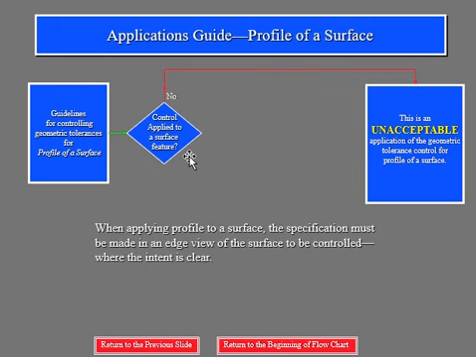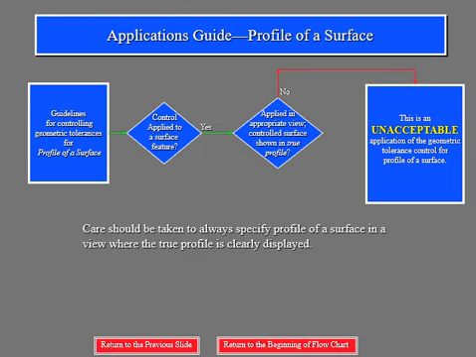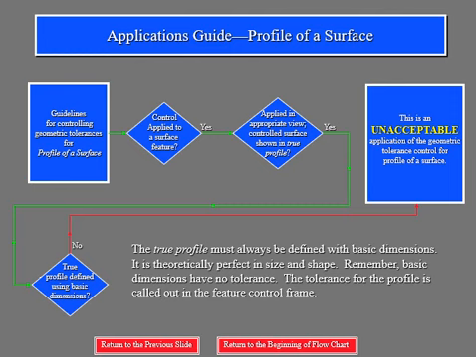We're going to see again whether the control is applied to the surface or not. If not, we're not going to accept it, because when you apply the profile to the surface, your specification got to be made in an edge view. Otherwise, you cannot accept it. And then we're going to decide whether this profile of a surface is applied in an appropriate view or not, where your true profile can be seen clearly. If not, you can't accept it.